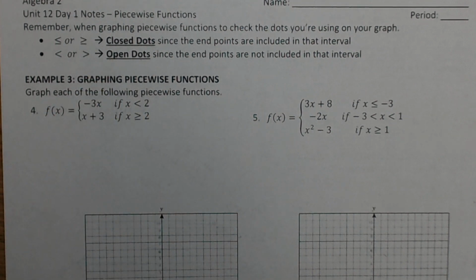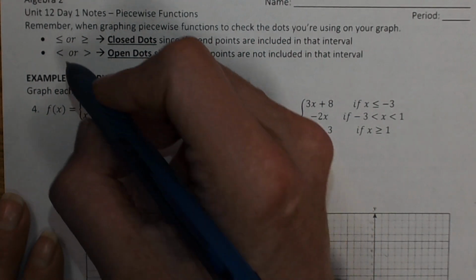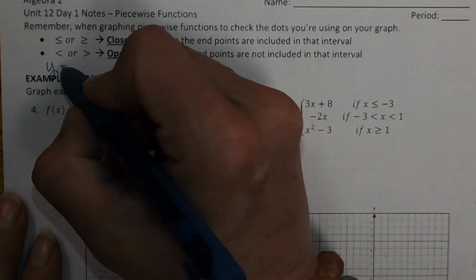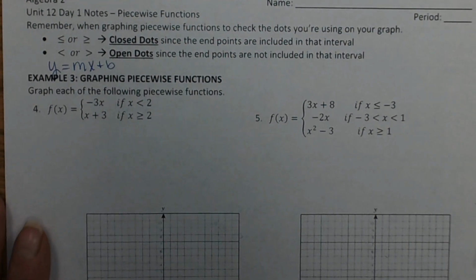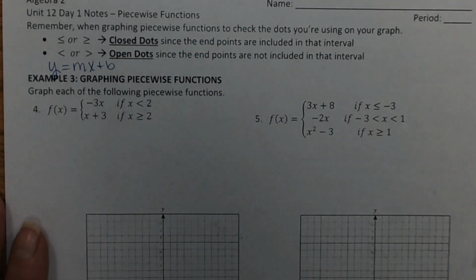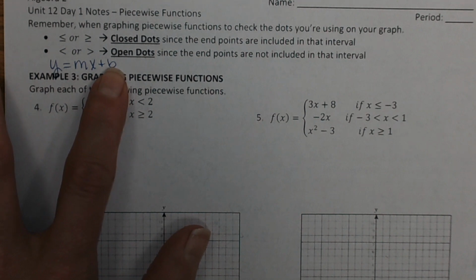So a couple of reminders I'd like to give you: make sure that we're doing that y equals mx plus b. Some of them won't be linear, but for the most part, we're going back to that graphing form, where m is our slope and b is our y-intercept.